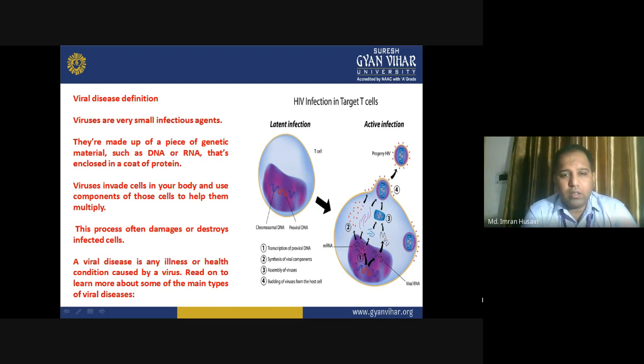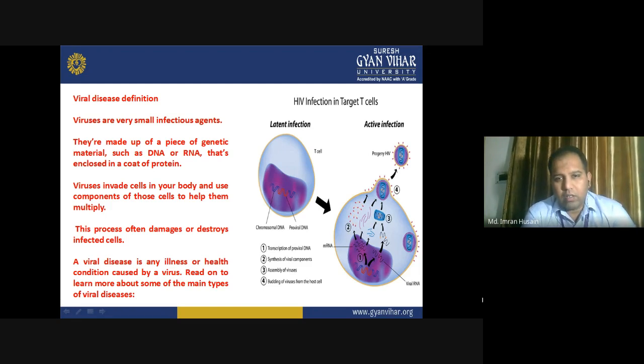A viral disease is any illness or health condition caused by a virus. There are many types of viral diseases. Here you can see the example in the figure of HIV infection in targeted T cells. The main target of the HIV virus is T cells. Anyhow, it has to make the T cells non-functional, right? Here you can see the progeny of the HIV virus is trying to change the scenario of the cells.